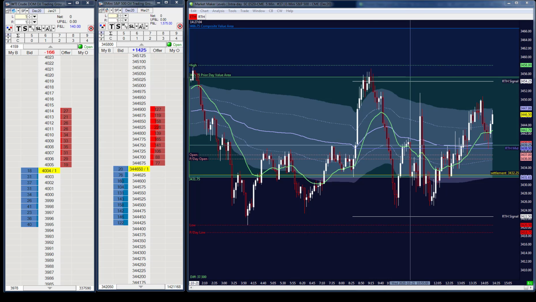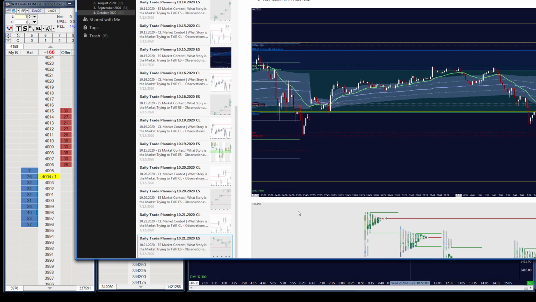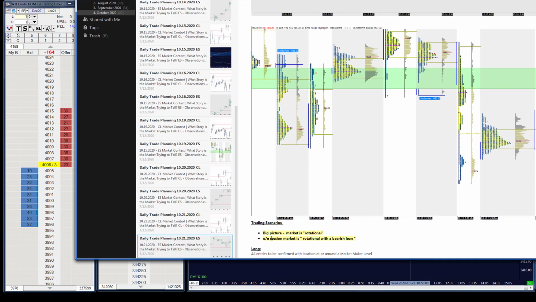I'm also going to show you here, we have a set of trade plans that we put out every day. And if you look here at the ES, one of the things that I talk about here today, or as we were getting through, is that we had a big picture scenario. The big picture is the market is rotational or sideways. And that we said from the overnight session, the market was rotational with a bearish lean.